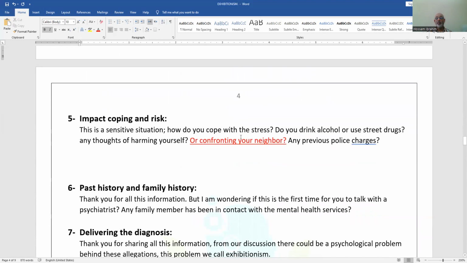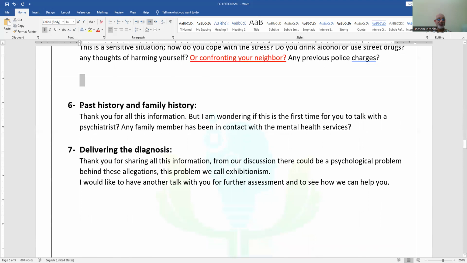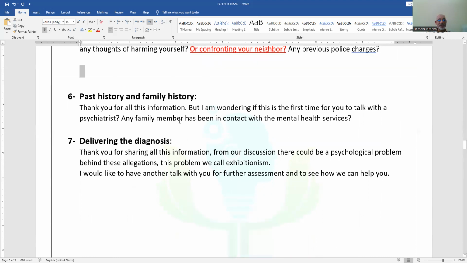Again, these are the typical questions. Ask him how does he cope with stress, any alcohol or street drugs, any thoughts of harming himself, and the only subtle variation if he has any intentions to confront his neighbors, and ask him if there has been any police charges. So these are the typical routine questions, except for the confronting of the neighbors, which is related to the scenario. The questions related to the past history and family history are the same questions.